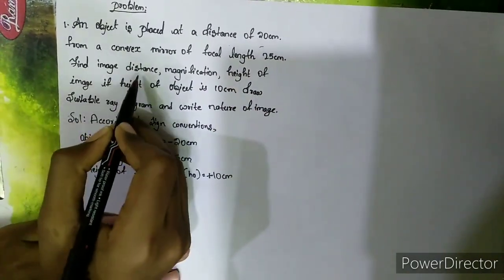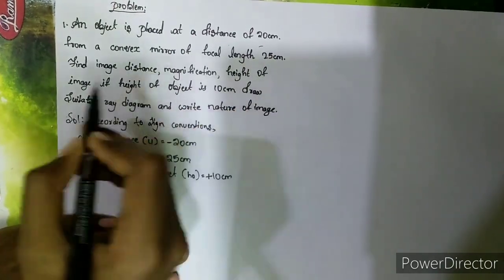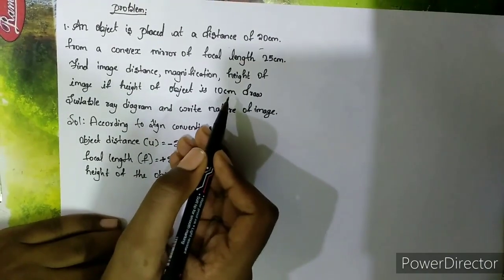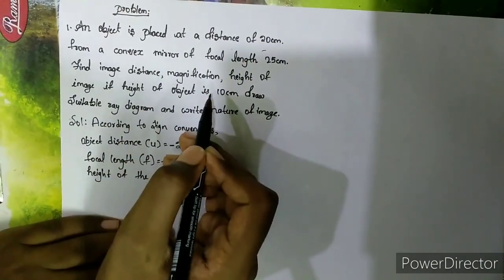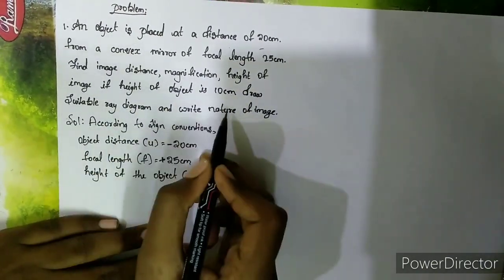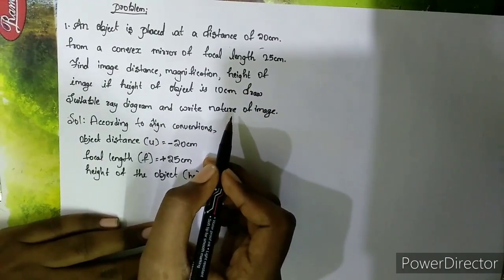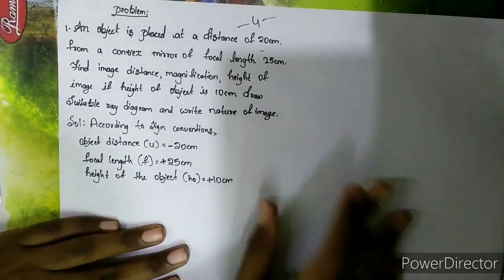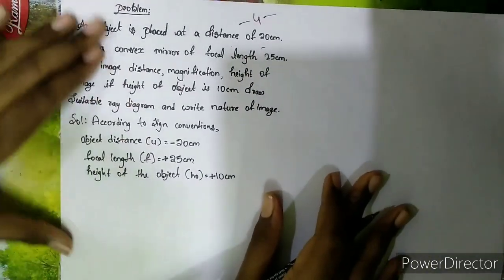We have to find image distance, magnification, height of the image, and they had given that height of the object is 10 centimeters. Now we have to find all this, and we have to draw the ray diagram, and we have to write the nature of the image. This question can be asked for 4 marks in the examinations. So now we will solve this question.